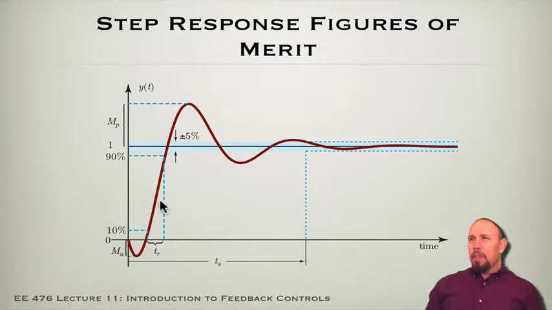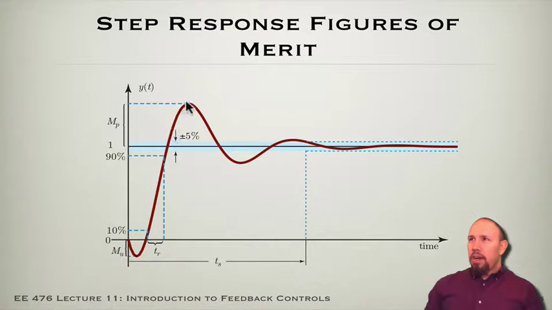But this kind of operation or this kind of characteristic is common in systems that have zeros in the right half plane. Okay, so not poles in the right half plane, zeros. So the zeros don't affect the stability, but as you can see, they do affect the response of the system.